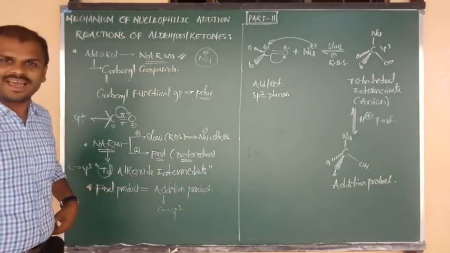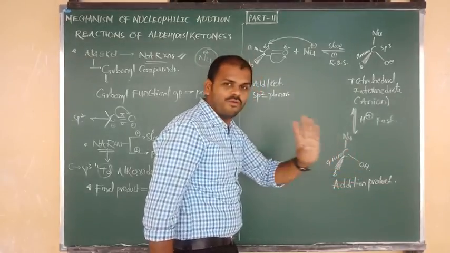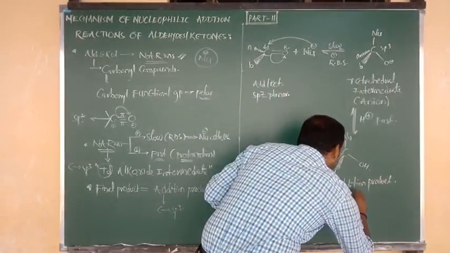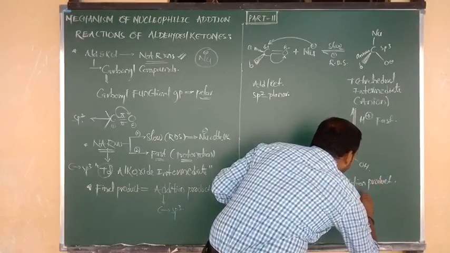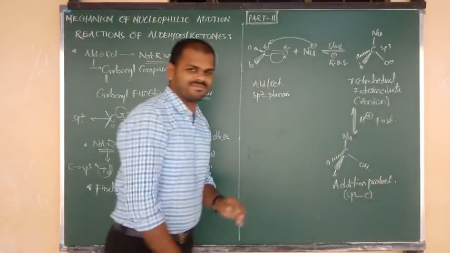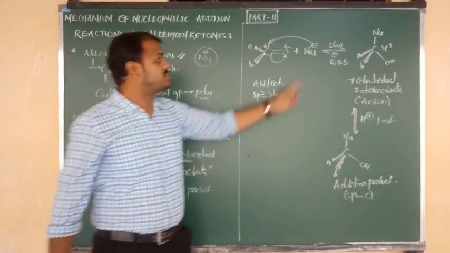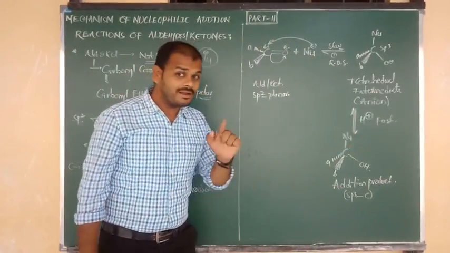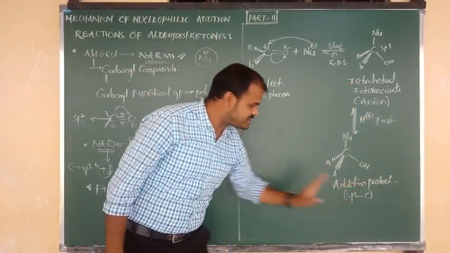I hope you understand. So again in this addition product, the central carbon is connected to four surrounding bonds, purely sigma bonds. So here the carbon's hybridization is nothing but what, beta? sp3 hybridization. So in nucleophilic addition reactions, the number of steps is 2: slow step, fast step. The intermediate is a tetrahedral anion. The final product is the addition product.